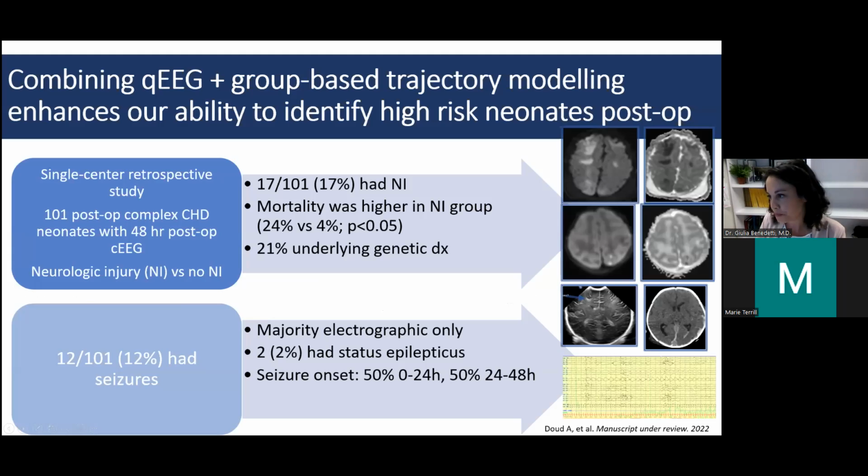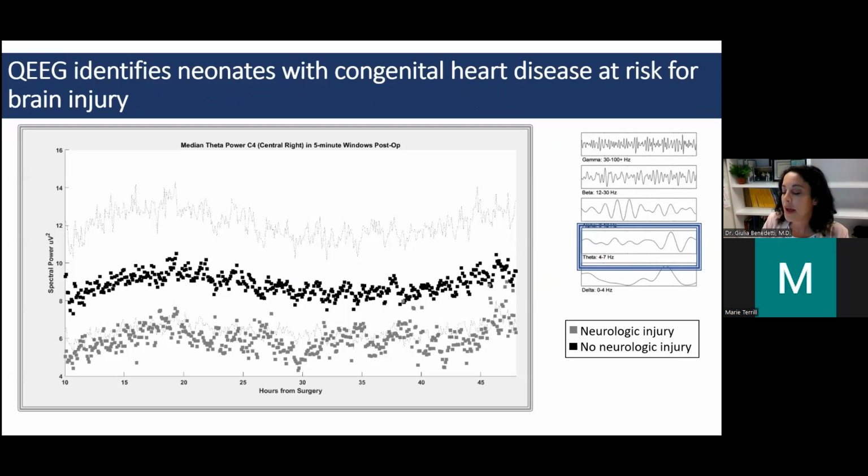So going back to the patient population that I'm more used to, we monitor our congenital heart disease patients who are high risk after surgery if they are neonates. And so we looked at a little over 100 patients and divided them by neurologic injury, which was defined as seizure versus radiographic injury, versus those who didn't have injury, and looked to see if there's any quantitative EEG trends that could help us predict which group they were going to fall into.